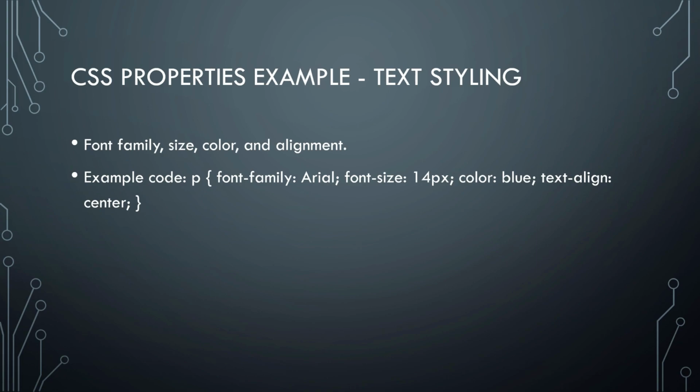CSS properties example. One example can be the font. If you look at the example code, what this code does is it changes the font to Arial, it makes the font size 14 pixels, and it makes the color blue, and it puts the text right in the center of whatever it is, whether it's a paragraph or whatever.